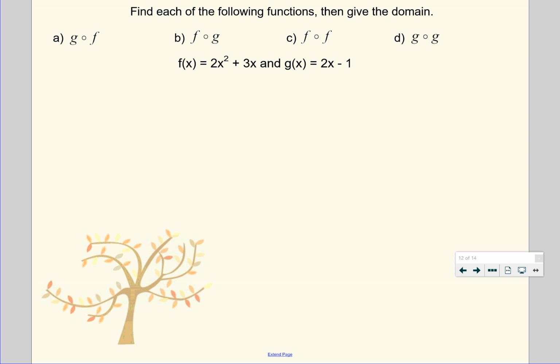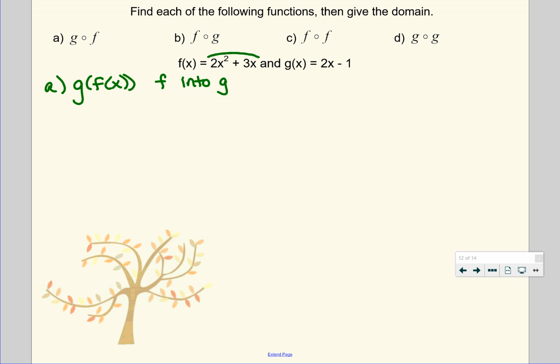So I'm going to start with g of f. And again, I like it written like this with the double parentheses instead of the open circle. Okay, so what am I plugging into what there? Am I plugging g into f or f into g? This means f into g.